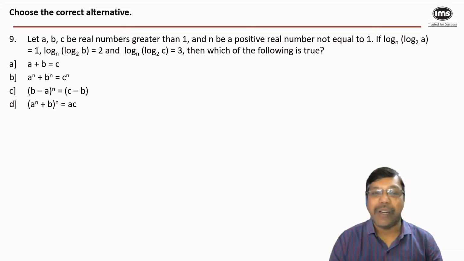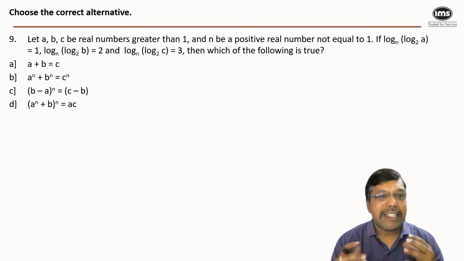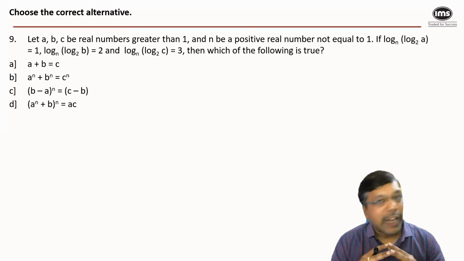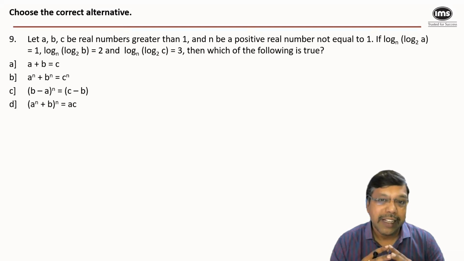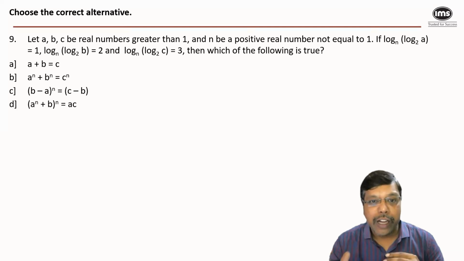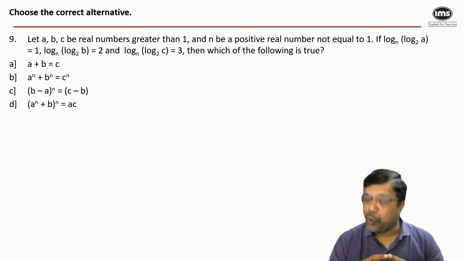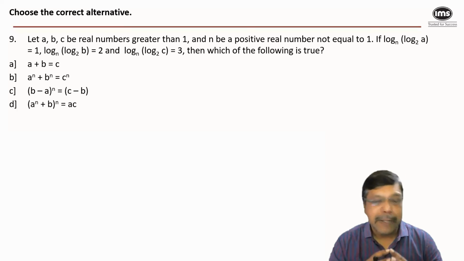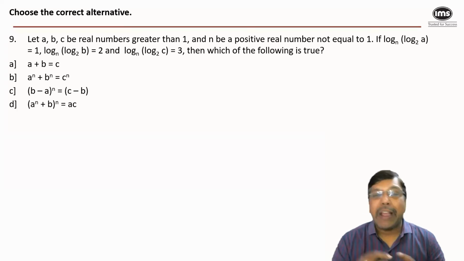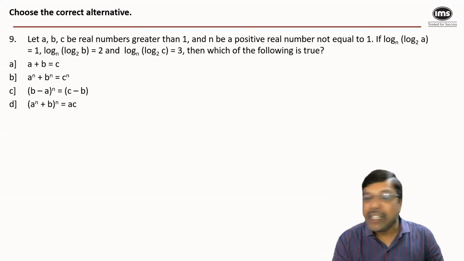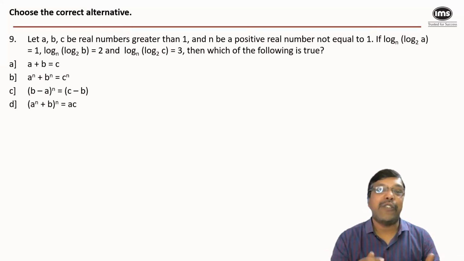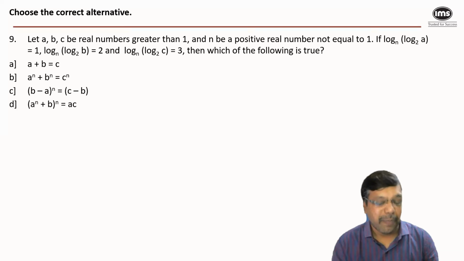Let's look at this question number 9. Now we have a, b, c, real numbers greater than 1. n is a positive real number not equal to 1. And if log log a base 2 base n is equal to 1, and so on and so forth, which of the following is true? Now these type of questions are better answered by substituting certain values for n and eliminate the answer options that do not satisfy, or identify the option that satisfies for different values of n.